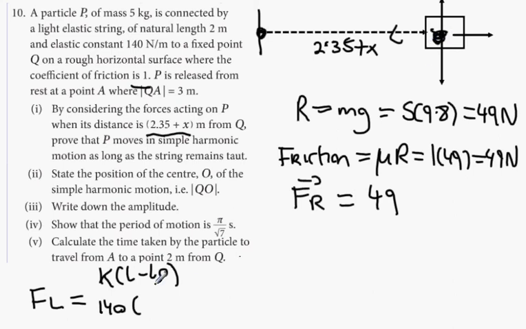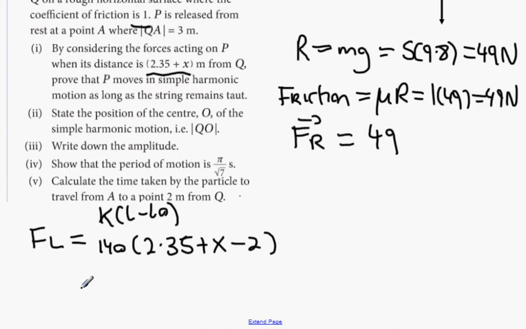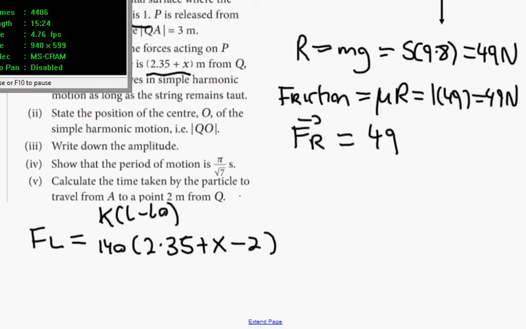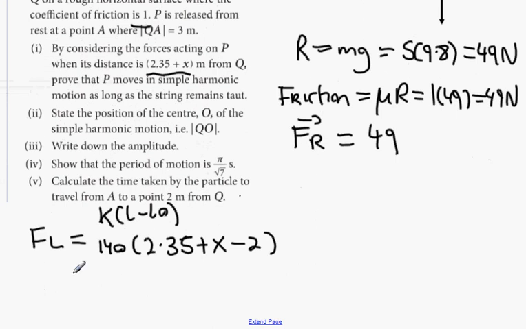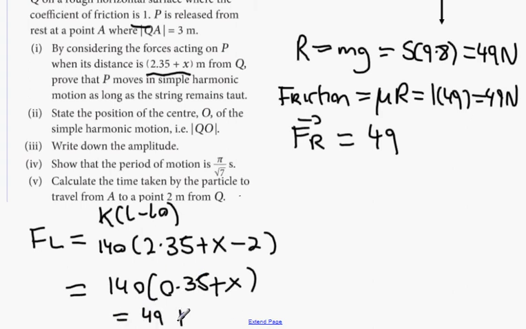That's its current length. Its natural length is 2, correct? So it's currently extended beyond that as well. So it's going to be 2.35 plus x minus 2, and that's going to be its force left. Let me pause this for a second. So it's going to be 140 multiplied by 0.35 plus x. 140 by 0.35 will get us 49, plus 140x. Now 49 plus 140x.